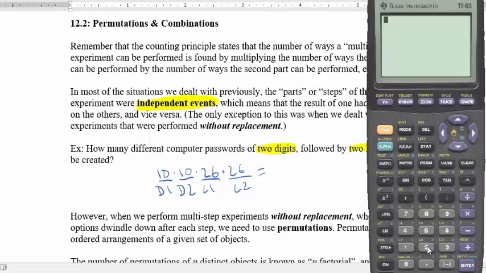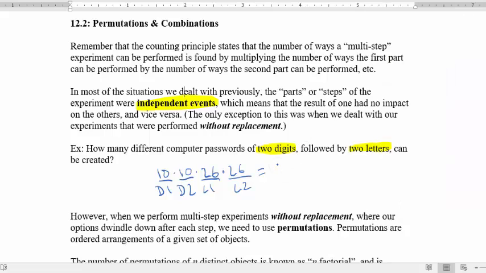So you just do 100, right? Because that's 10 times 10. So 100 times 26 times 26, and that's going to give us 67,600. So there's 67,600 possible passwords that are 2 digits followed by 2 letters.